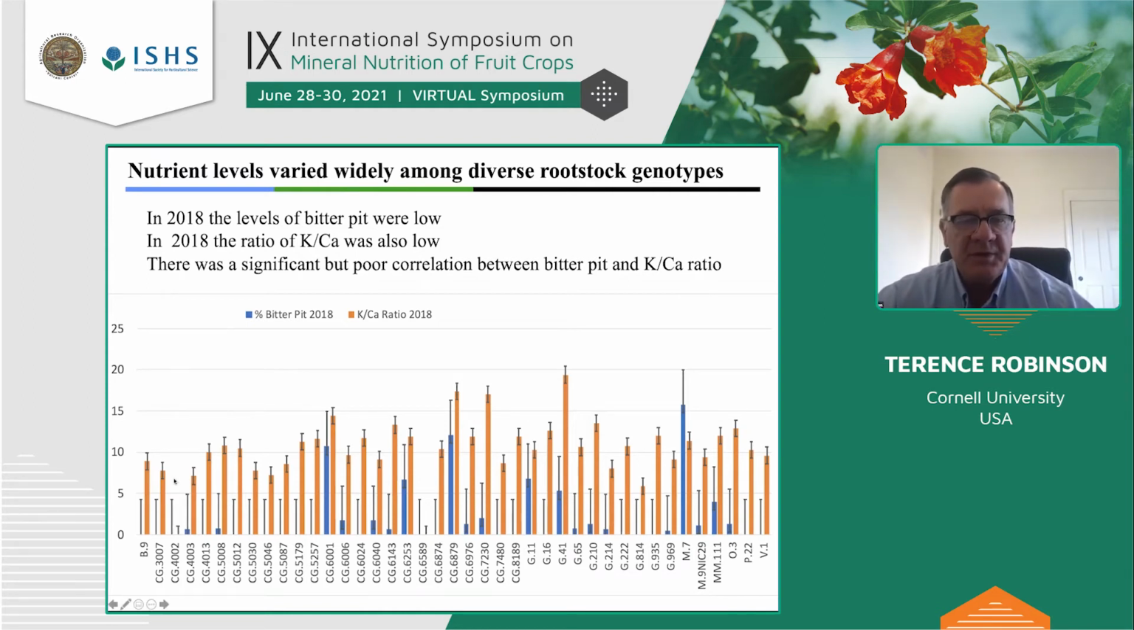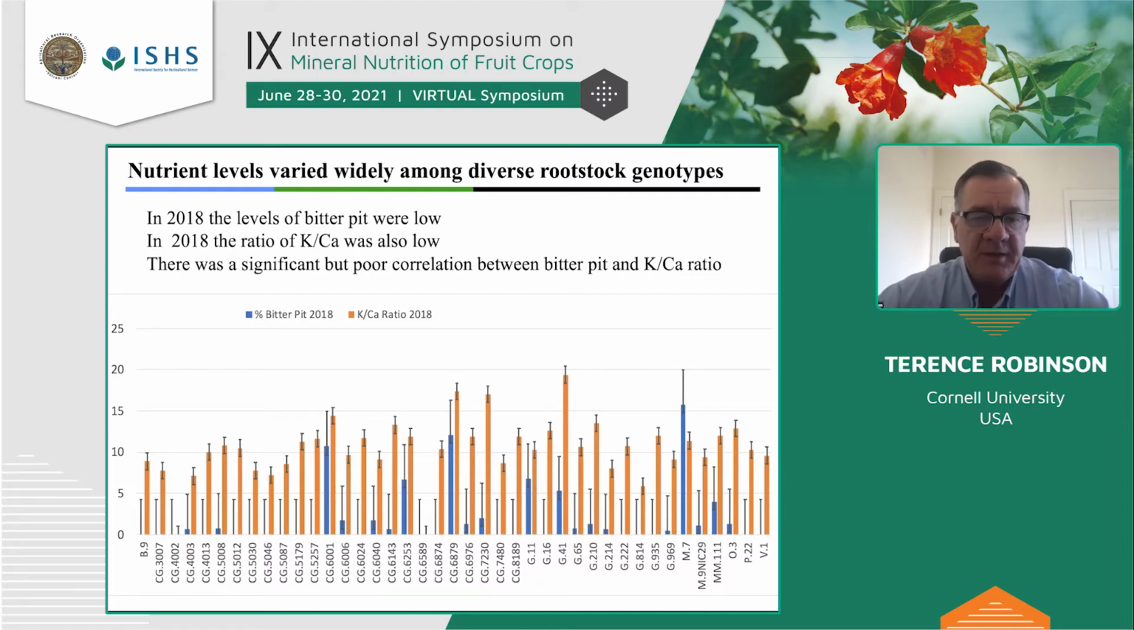Nevertheless, even though the potassium to calcium ratios were low, there were some stocks that had relatively high bitter pit. M7 had about 16%, 6879 had about 12%, and Geneva 6001 had about 11%. But nevertheless, the relatively low potassium to calcium ratio was correlated with relatively low bitter pit on almost all rootstocks.